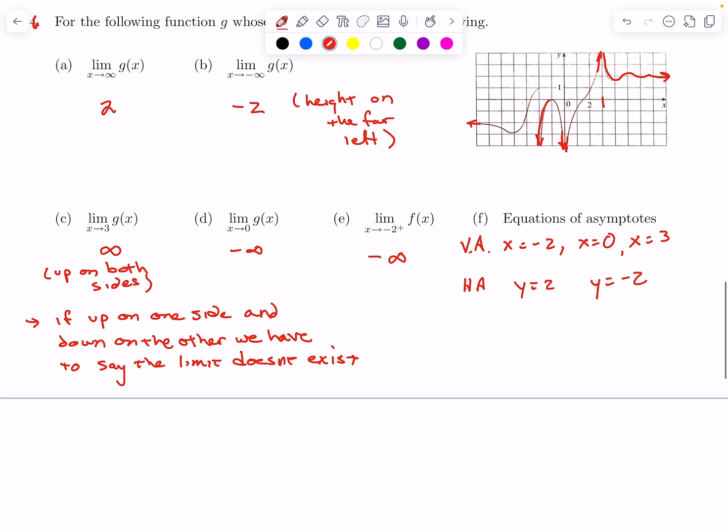So a little last note is that polynomials can't have two different horizontal asymptotes, but other functions can.